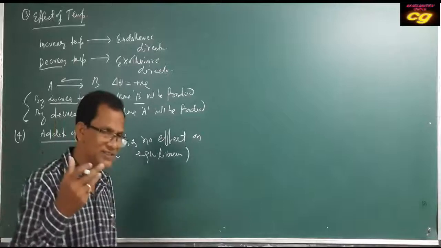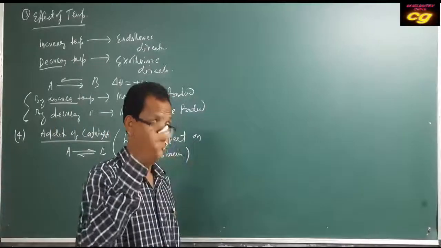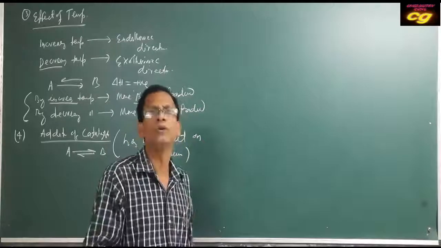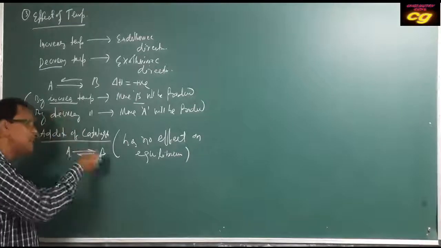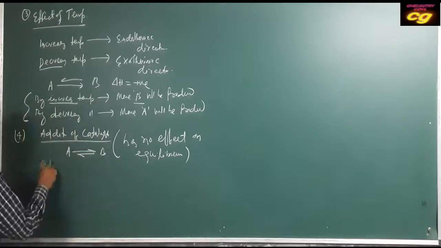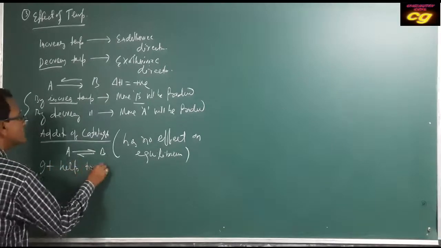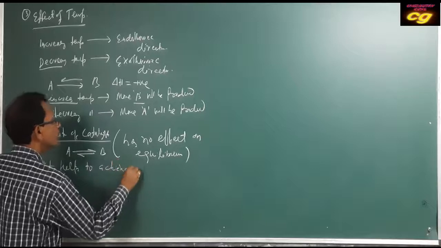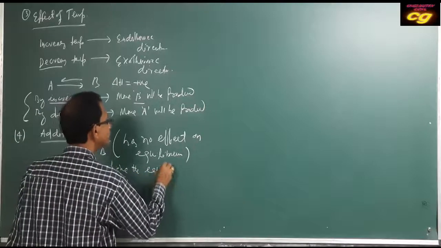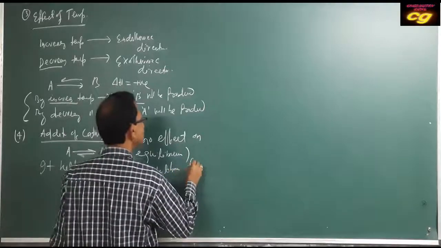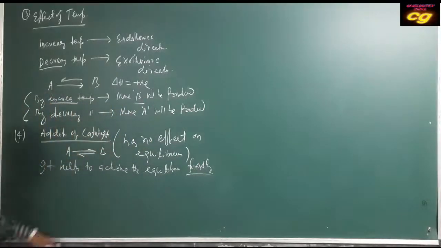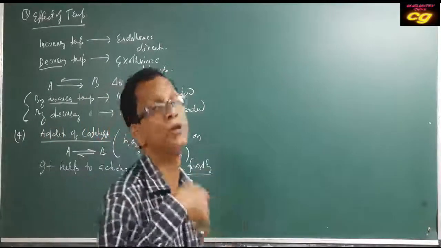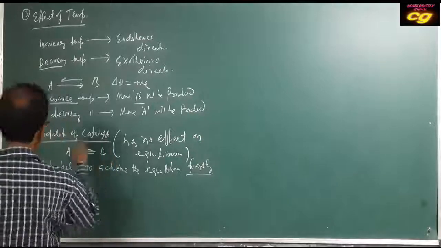Only what happens? It only helps to achieve the equilibrium faster. The catalyst helps to achieve the equilibrium fast. Only equilibrium will be achieved faster by adding a catalyst, but there is no shifting of equilibrium in a particular direction. That's why a catalyst has no effect on the equilibrium.